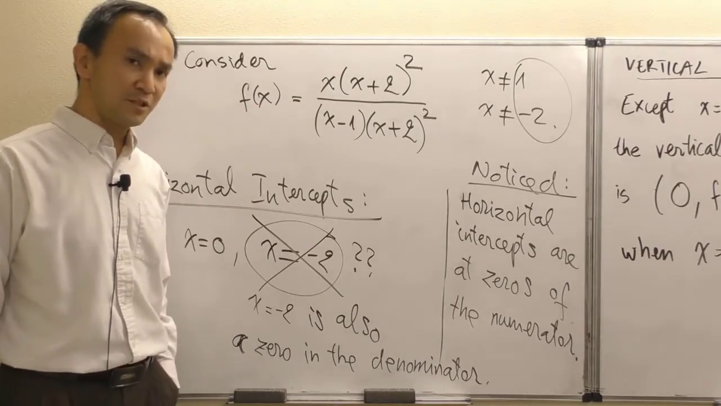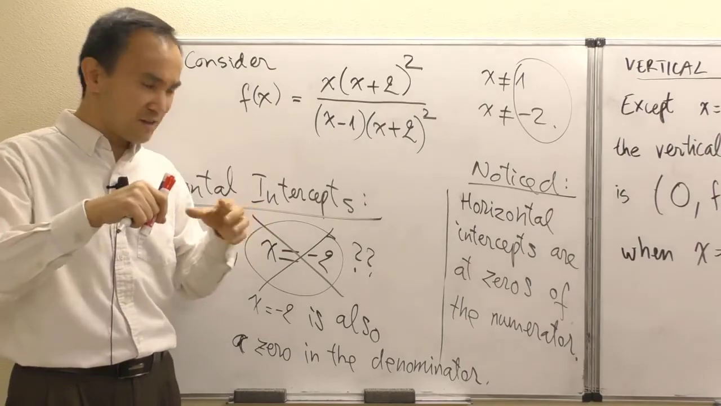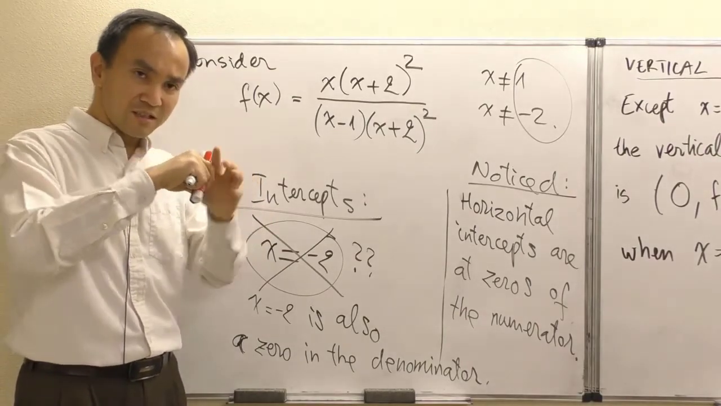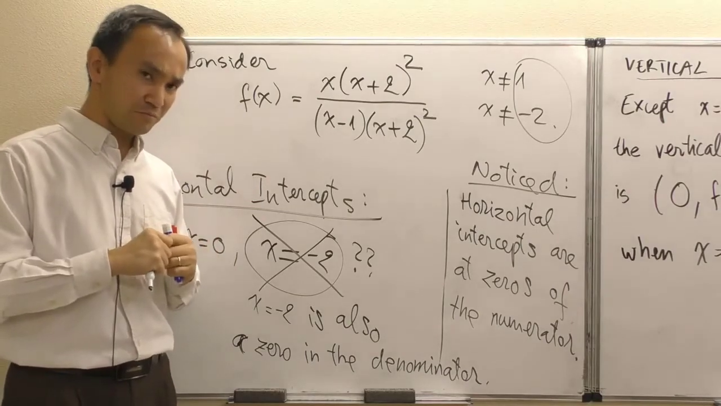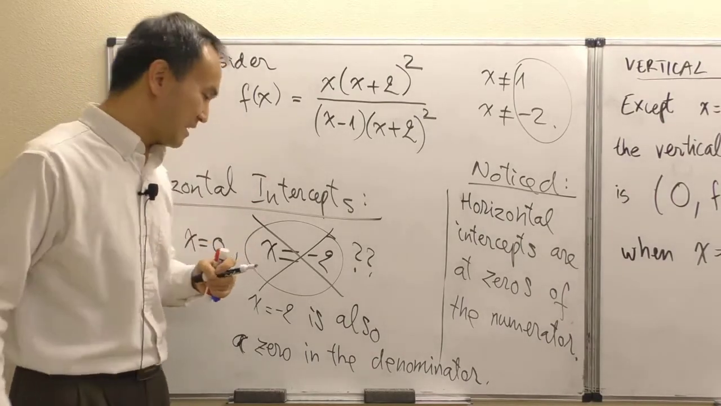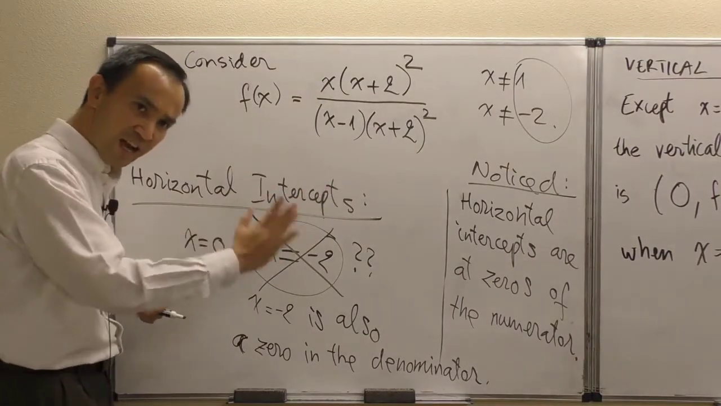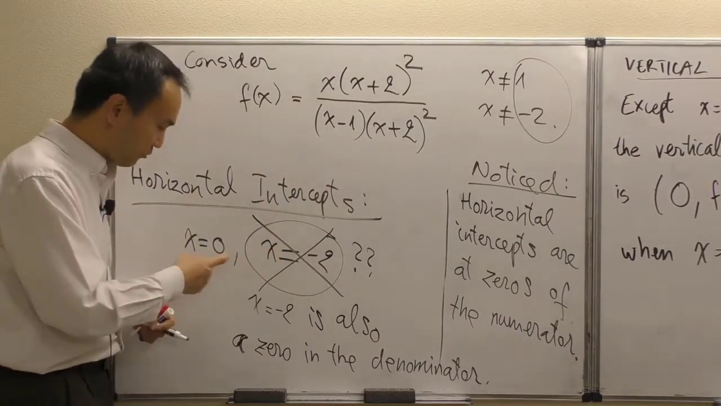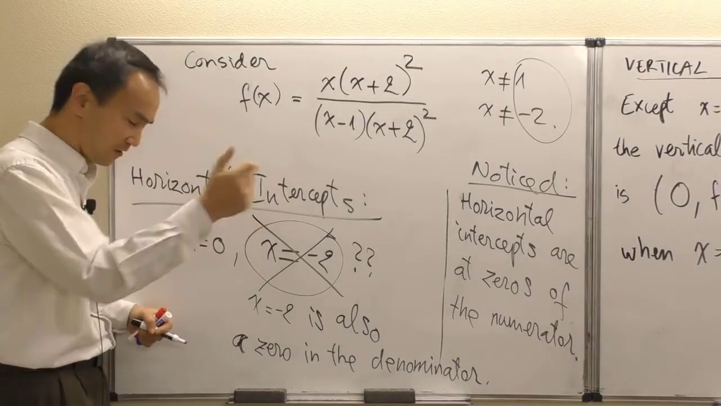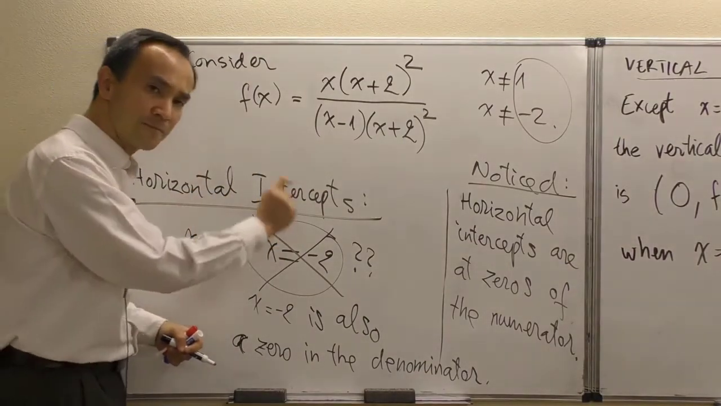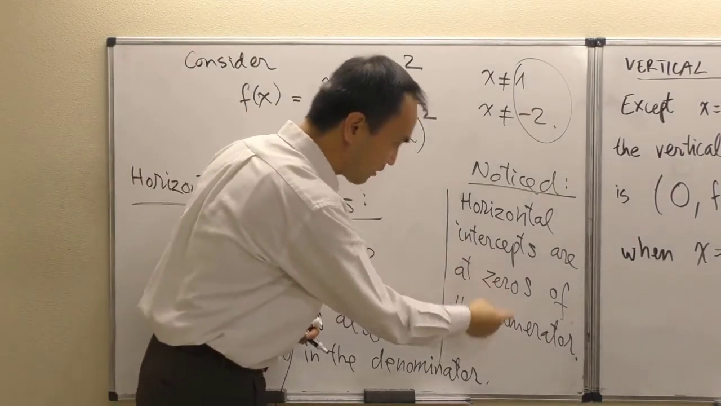All right, so we start forming a more definite criteria to find horizontal intercepts. But there's a little more, okay? In this case, at least we had a good guideline right here. Anytime we're finding horizontal intercepts, the first thing we focus on is the zeros of our numerator.